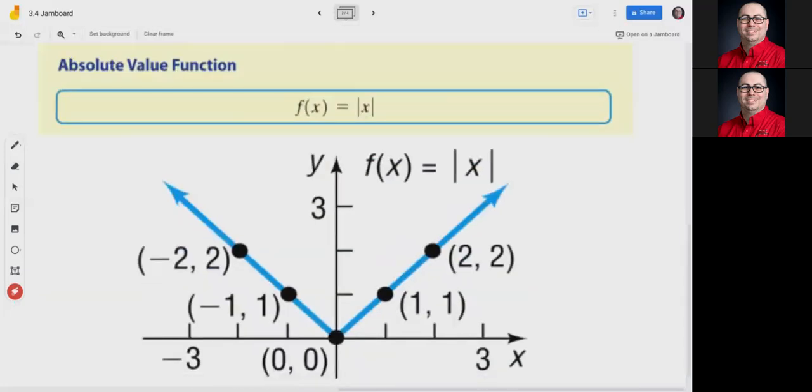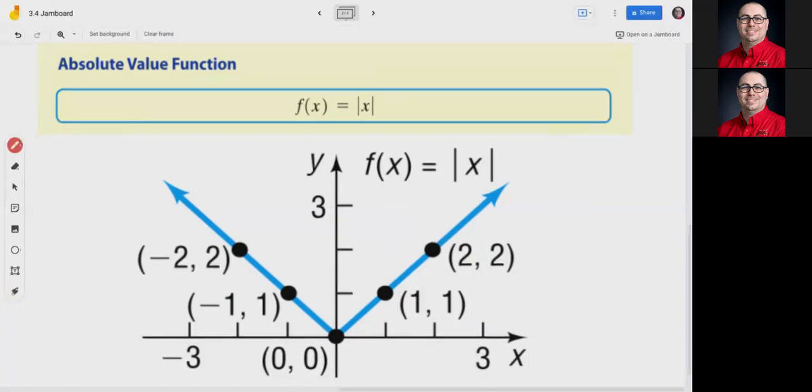And the absolute value function, we talked about absolute value in 1.6. Basically, it takes in a number and makes it non-negative. So if you put in a -5, you get +5. You put in a 5, you still get a +5. You put in a 0, you get a 0. And the graph of that is interesting because if you put in a -1, you're going to get a 1. If you put in a -2, you get a 2.